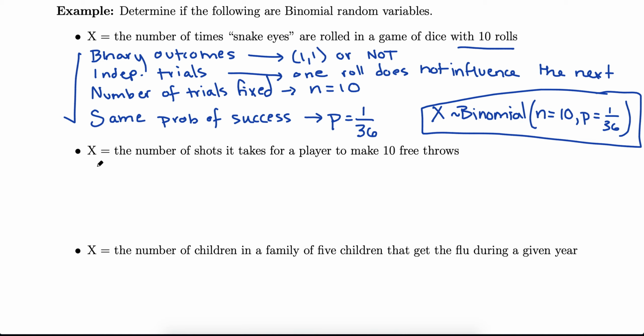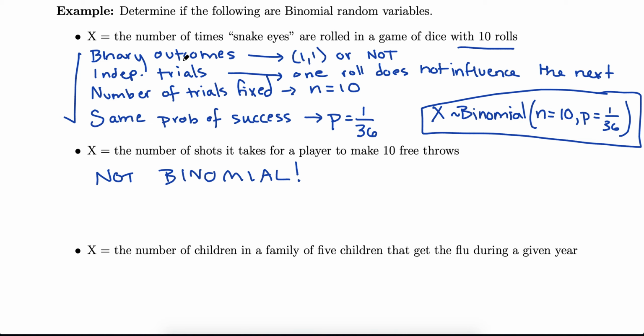Okay, next one, number of shots it takes for a player to make 10 free throws. I'll let you think about this one for a moment on your own. Pause and go through those criteria. All right, hopefully you're thinking not binomial. Remember, for it to be not binomial, it only takes one thing to throw the whole situation off. So, not binomial. Let's think through our reasons here.